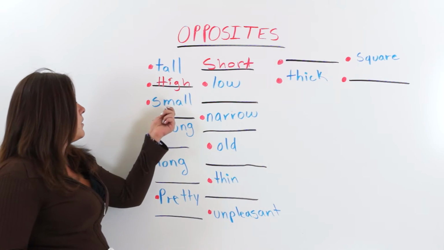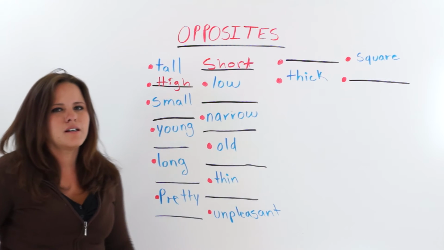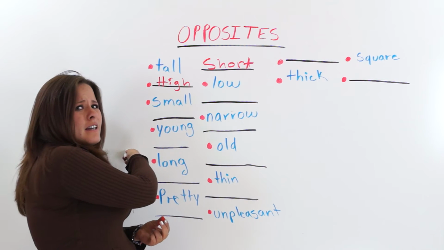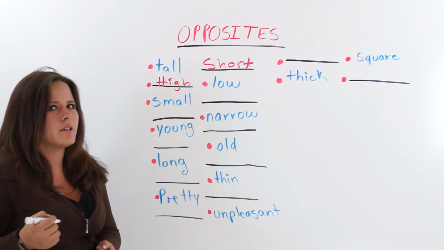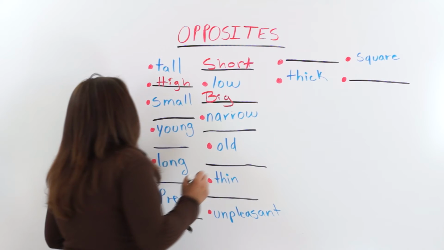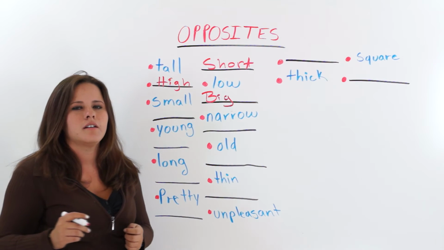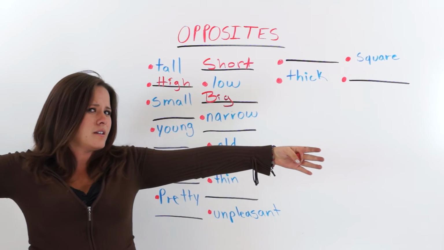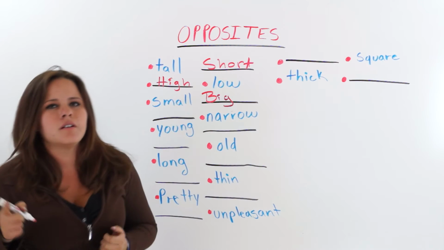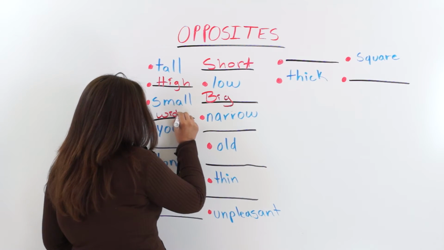Okay, next one. Small and big, for things. A small marker and a big whiteboard. Big, right? If it's a narrow alley, and if you find a really wide street, what's the opposite of narrow? Wide, right? Wide.